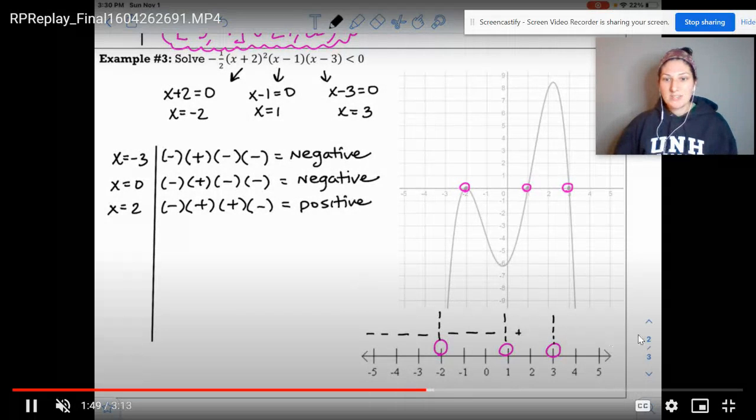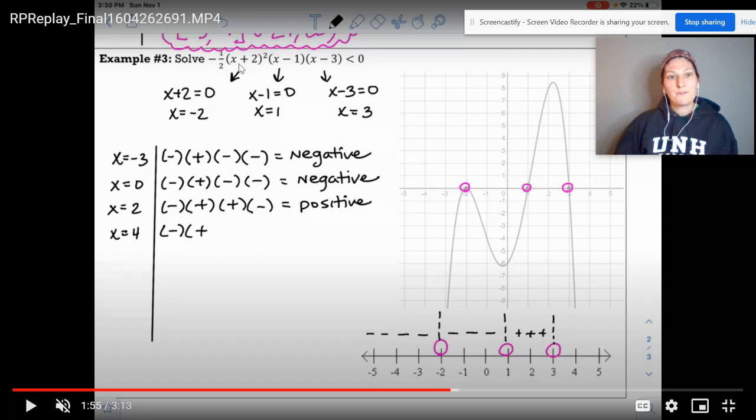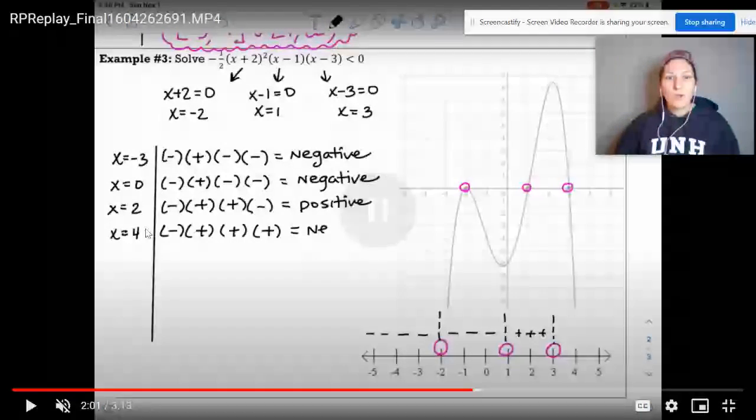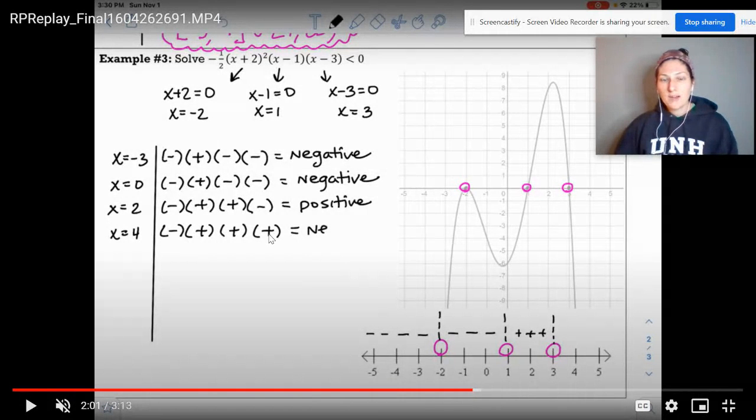My last region that I have to test is the region that falls to the right of 3. I'm going to plug in 4. So I start off with that negative number in front. 4 plus 2, that quantity squared would give me a positive result. 4 minus 1 is positive. 4 minus 3 is also positive. When I multiply these 4 numbers together, I would end up with a negative number.